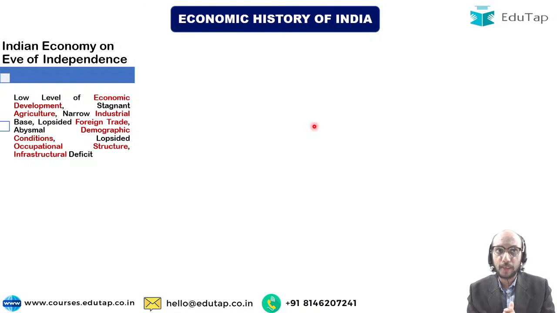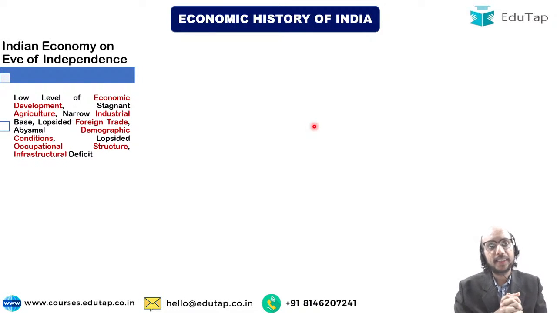It was pretty weak. Lopsided foreign trade, in the sense that the British had reduced India to being an exporter of raw material and importer of finished goods, right? Why? Because they wanted to take away India's raw material at very, very cheap costs, and they wanted to sell their finished goods, produced in their industries, at a very, very fancy price in the Indian market. That is what their agenda was. That is what their intention was. So this is the kind of lopsided foreign trade India was having.